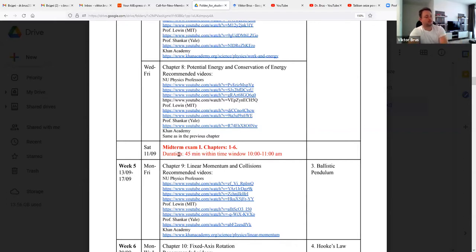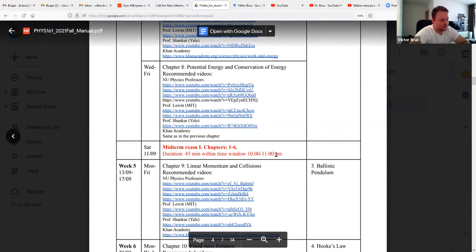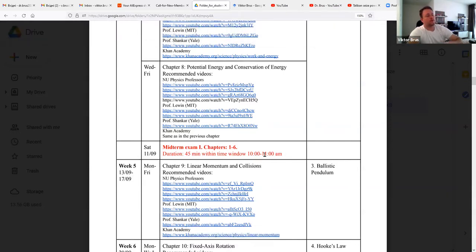How it works: within the time window from 10 to 11 a.m. on Saturday, September 11, you will get a chance to log in to Long Kappa. There will be a certain number of problems. I do not know the exact number. And 45 minutes will be provided for you within this time window in order to solve these problems and provide correct, or maybe not correct, answers. That already depends on you.